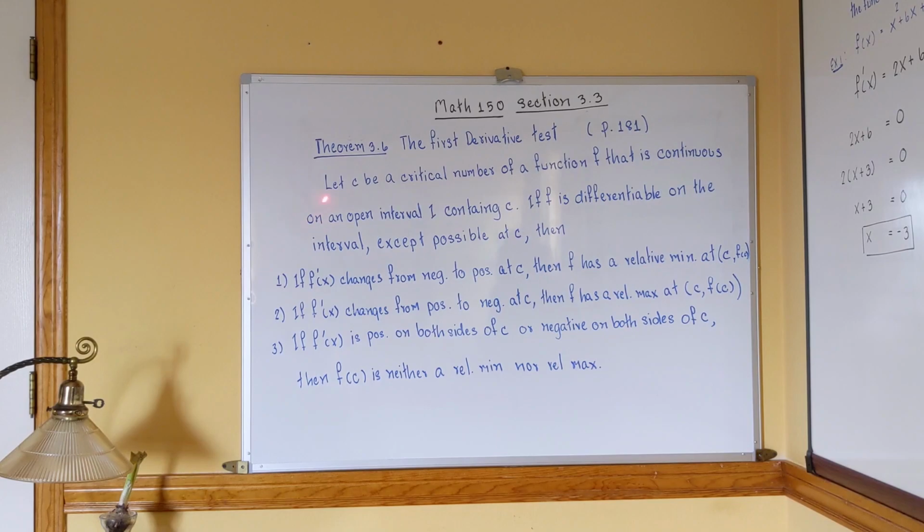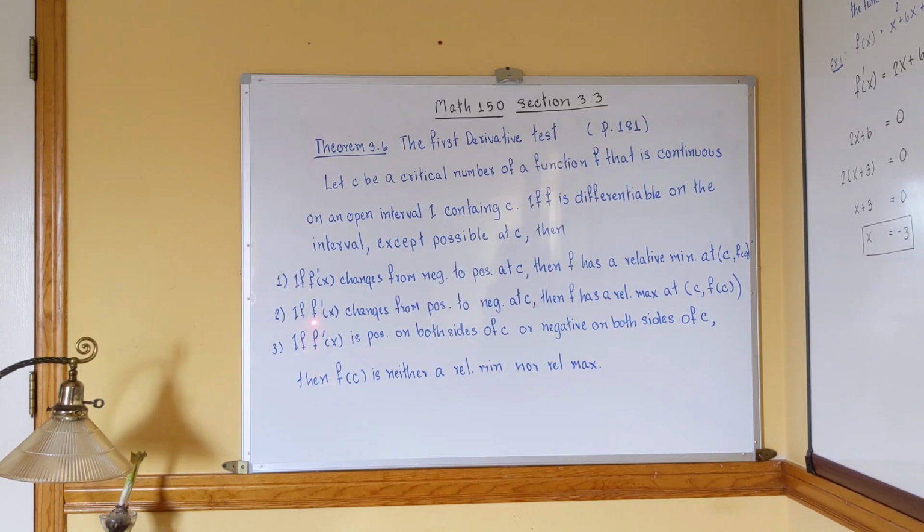Alright, let c be a critical number of a function f that is continuous on an open interval I containing c. If f is differentiable on the interval except possibly at c, then you have 3 cases. The first case is if f prime of x changes from negative to positive at c, then f has a relative min. Think about it: change from negative, so you're going to go down and then go up.